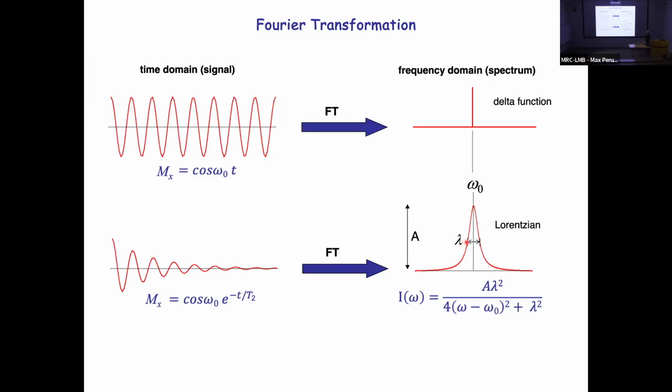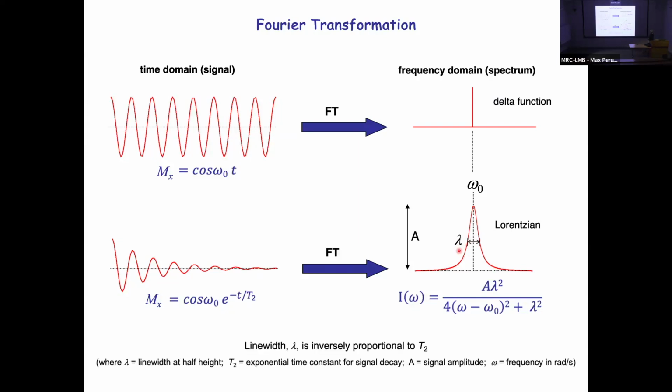It's just that there is an associated line width with the Lorentzian line shape, which is describing a little bit of the uncertainty. The line width is inversely proportional to the rate at which the signal is decaying. We can describe this exponential decay by a decay constant, which is referred to in this case as T2. And the more rapidly that signal decays, the wider that NMR line width becomes.